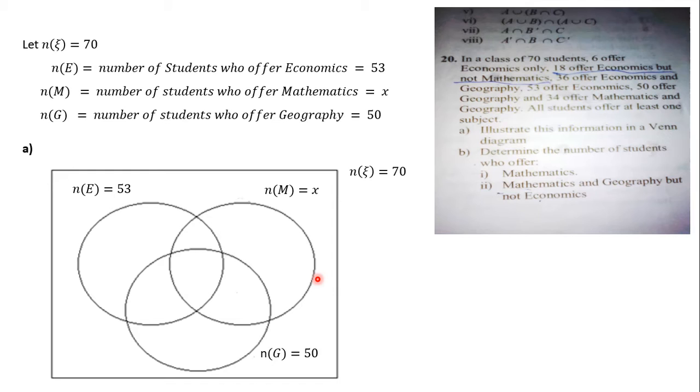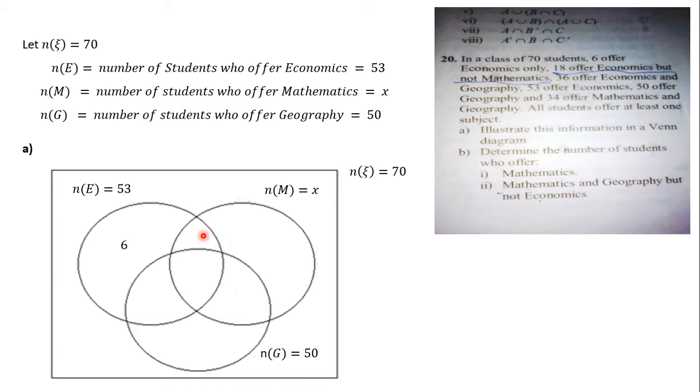Okay. So now with this, let's start filling the diagram. So 6 offer economics only. What do you think it would be? It would be here. So let's see. As you can see, this is here. Then we move on to the next part, the part you have underlined: 18 offer economics, but not mathematics.